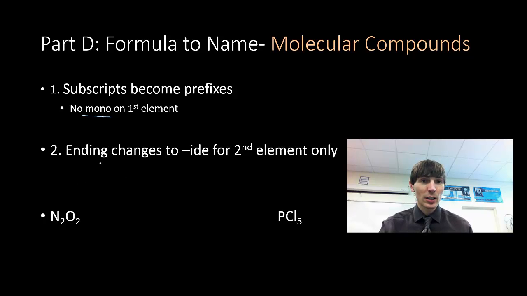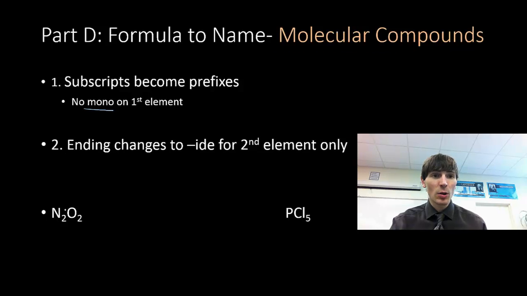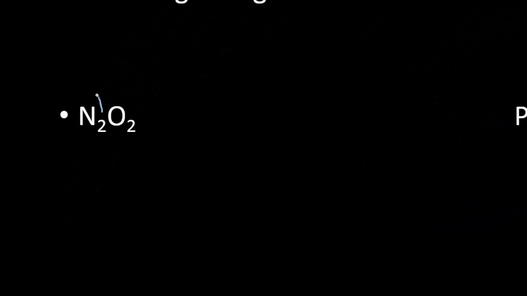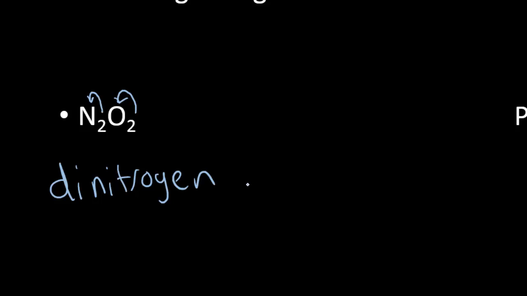So really simply, we're going to look at this first compound, N2O2. That 2 tells me that there are two of whatever's directly before it. That means there's two N's and two O's. So I use those subscripts, which are going to become my prefixes. 2 on the first page of my nomenclature reference rule sheet stands for di. So di is going to be the prefix. And we're talking about nitrogen, dinitrogen. There's two nitrogens. So dinitrogen is the first part.